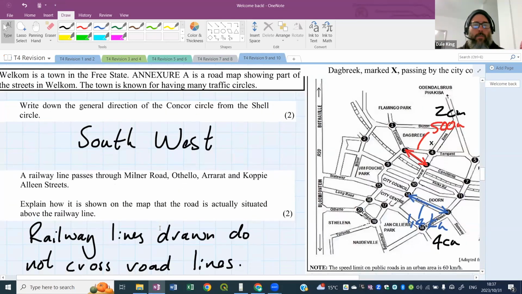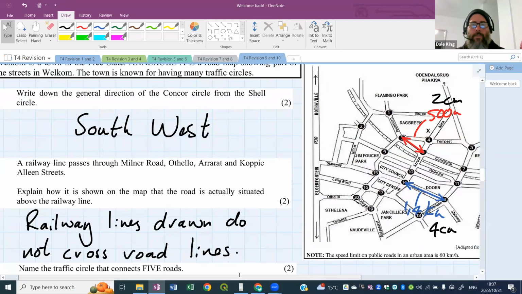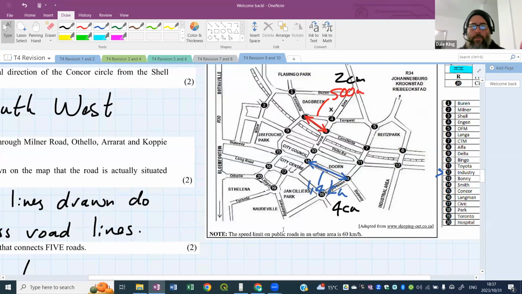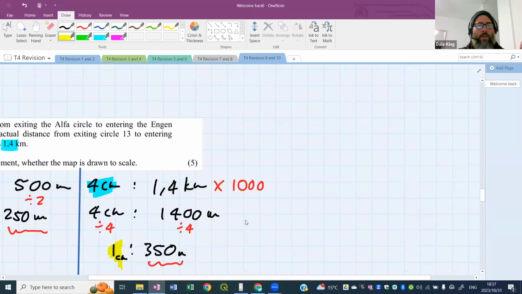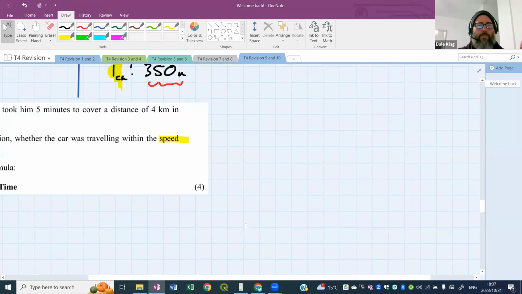Well, if we go back up to the map, I don't know if you noticed it. Down here at the bottom of the map, there's a little note. It's very small, so maybe you didn't notice it. Over there, highlighted in yellow, it says the speed limit on public roads in an urban area is 60 kilometers per hour. So we got to test that this guy was going 60 kilometers per hour. Okay.